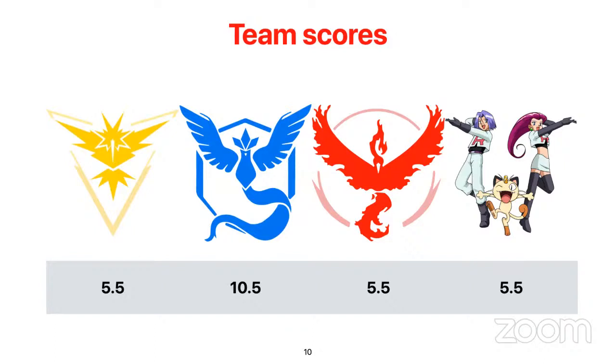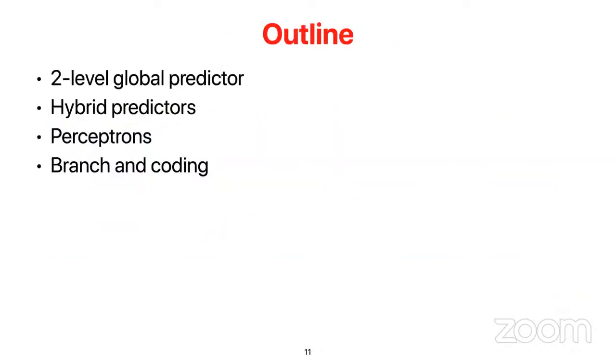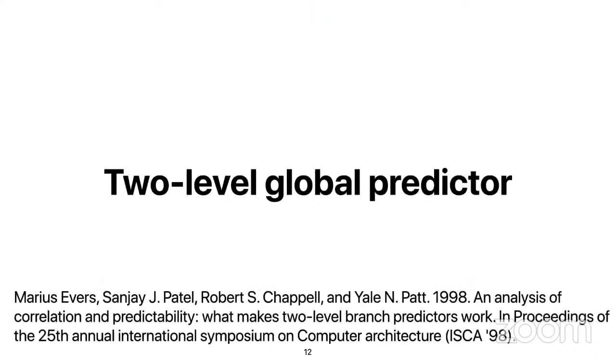All right. So let's get started with the lecture today. So today we are going to talk about several different types of advanced predictors. So the first predictor is from a paper that has been assigned, and this is a paper from ISCA 98, and ISCA, if you don't know, is the best conference of computer architecture.